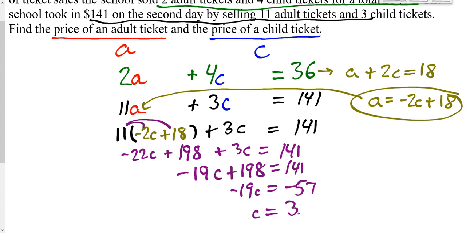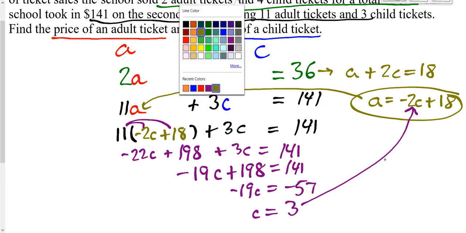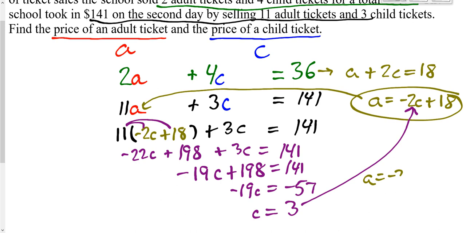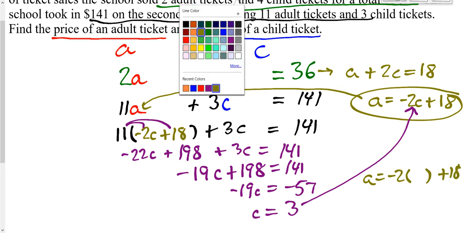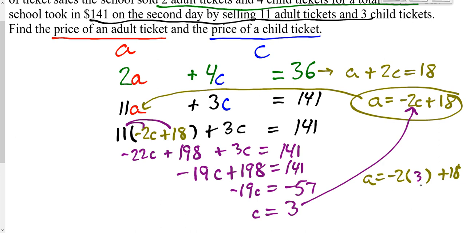So then I can plug it in right up here to be able to find out what my A is. And when I plug that in, I get A to be minus 2 times my C. And I just figured that out to be a 3. So you get A to be minus 6 plus 18. So I get A to be 12.